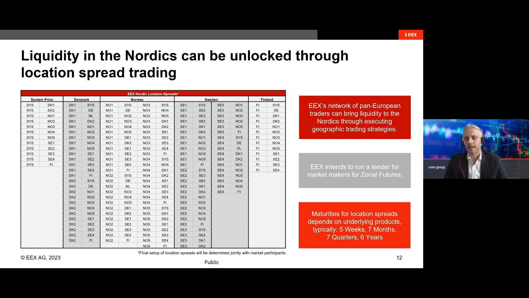Finally, it's important that it's not on EEX to decide which specific spreads will be available on the platform. The final setup of location spreads is ultimately determined by the market, and we can easily enable additional spreads between zones or zones in the Nordics and the continent if the market wishes so. With that, I hand over back to Tim for an explanation of how market participants can start trading these new products.